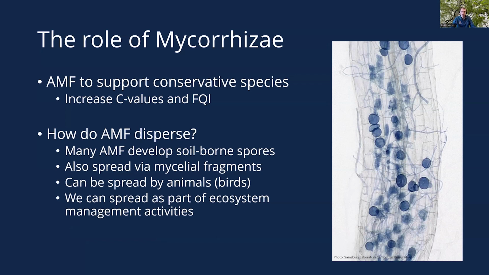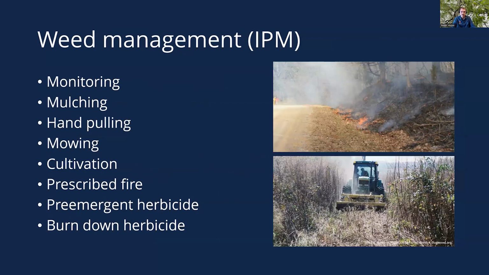So if you're having trouble recruiting a lot of those more conservative species within your restorations, I definitely recommend doing a little bit of research on AMF and how you might be able to incorporate them by using things like soil samples from soil propagules from higher quality sites and incorporating those into your site might help you retain some of those higher, more conservative species.